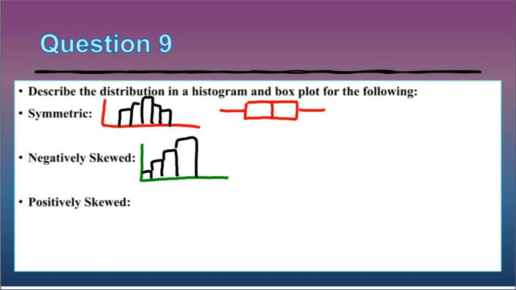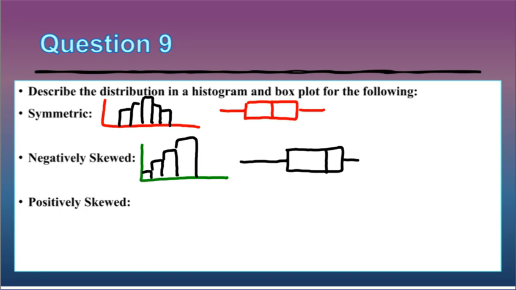And then for a box and whisker plot, you'd have a longer whisker here. The median is closer to the shorter end. So that would be what it would look like for negatively skewed.